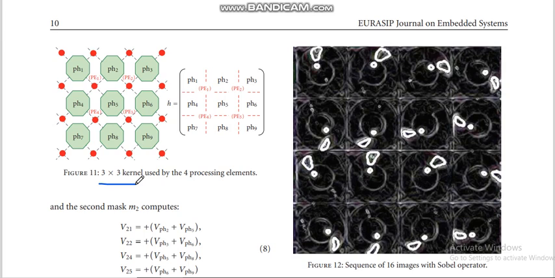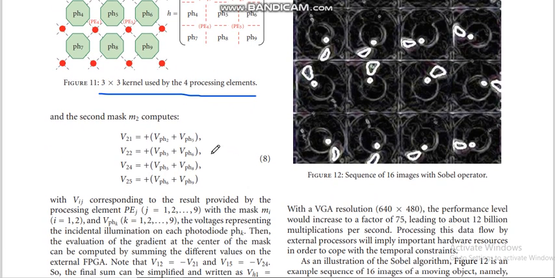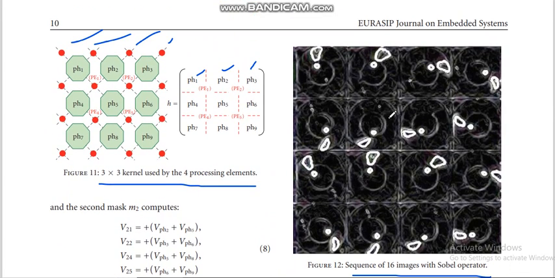3 cross 3 kernel used by 4 processing elements. Sequence of 16 images with a Sobel operator, images 1 to 16.